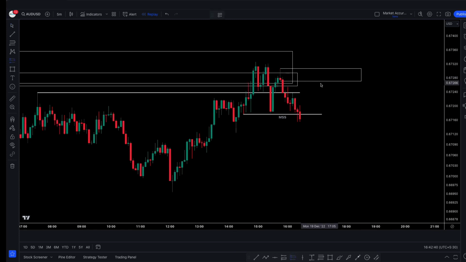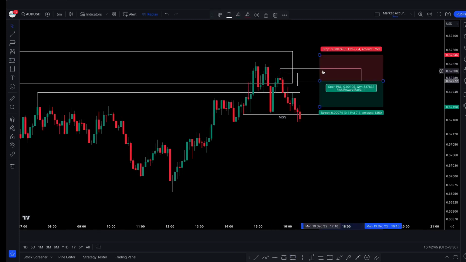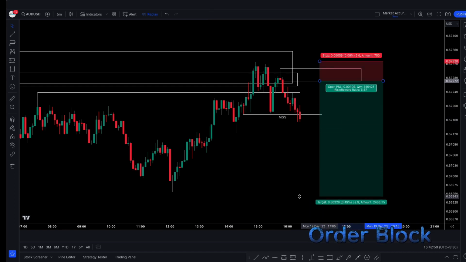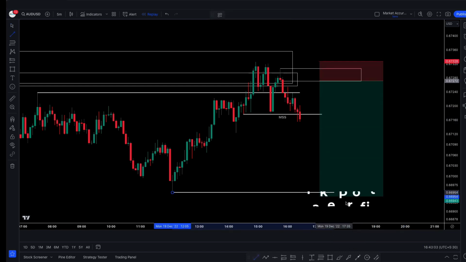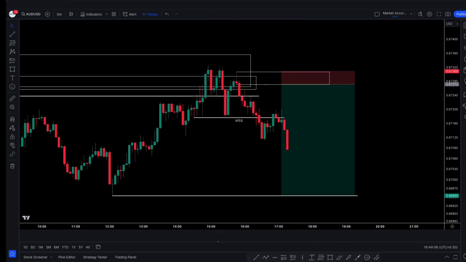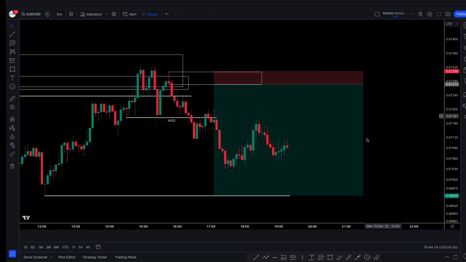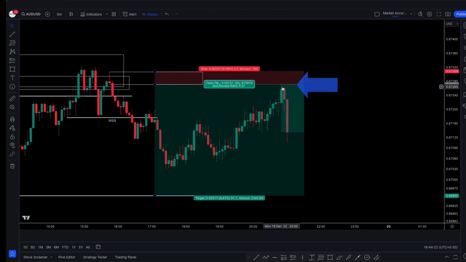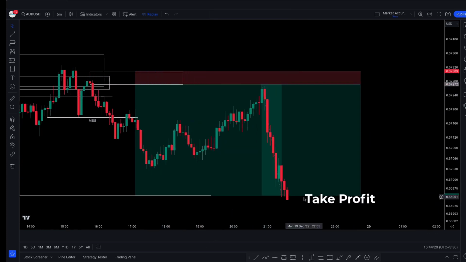What we can do is we can take our entry from this order block or supply zone, whatever you want to call it. You can put your stop at the high or you can put it right above the order block. You can simply target this level here, which is our take profit, usually. So this would be 8.57. So let's see how this plays out. So price just taps into our entry point, and it just smashes through the TP.